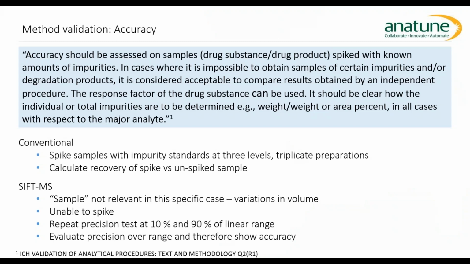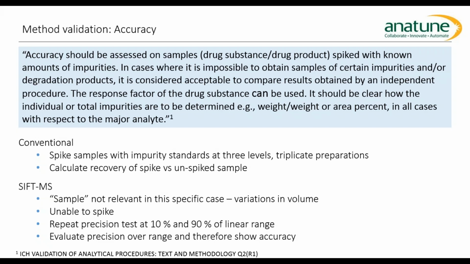Accuracy should be assessed on the sample spiked with known amounts of impurity. What we're trying to do here is show that there's nothing in the matrix that's going to interfere with the recovery of the analytes from the system. Now, one problem we have here is the conventional way of doing this is to spike samples with the impurity standard at 3 levels, triplicate preparation for each, and then calculate the recovery from the spike versus the unspiked samples. Now, to be able to do these recovery calculations, you've got to be able to accurately spike in known concentrations into the sample to recover it.